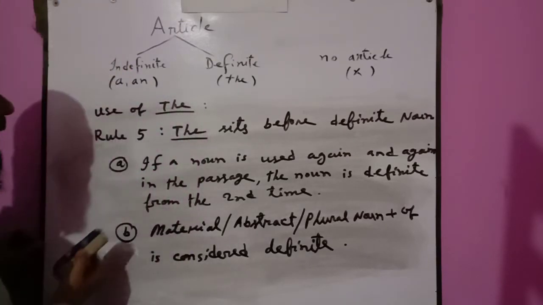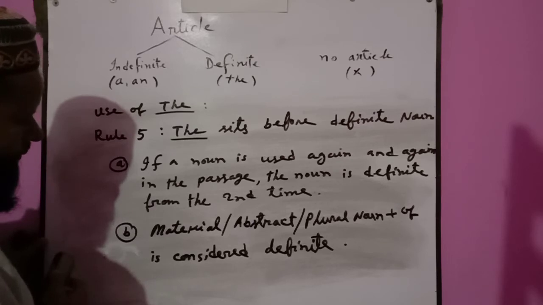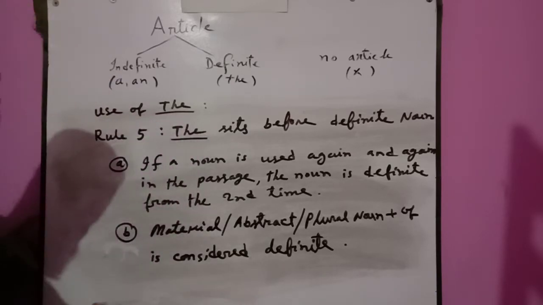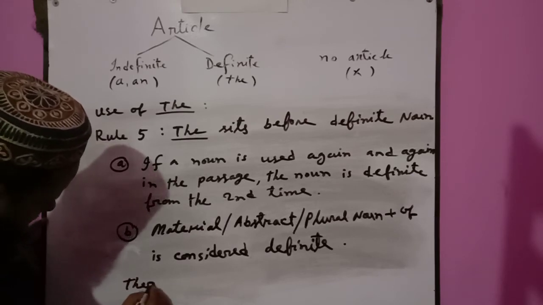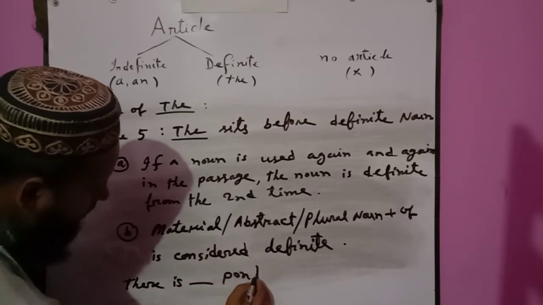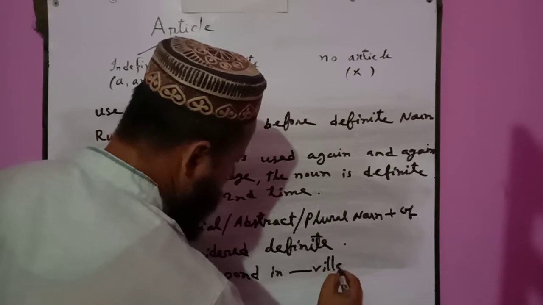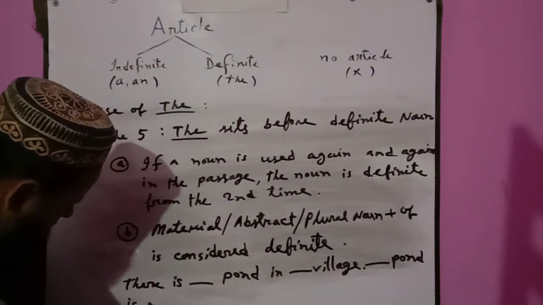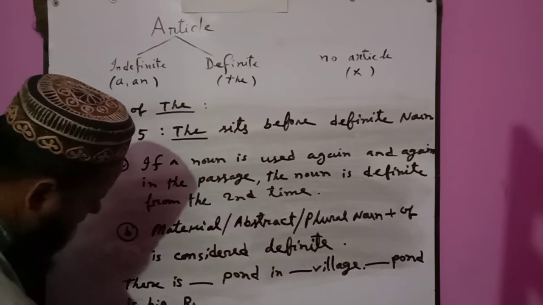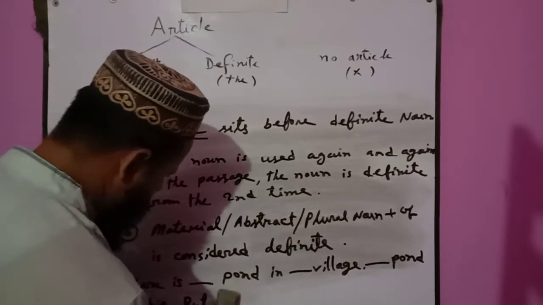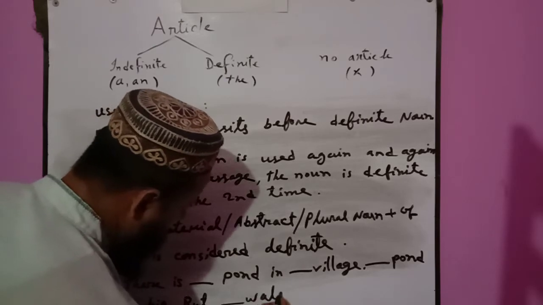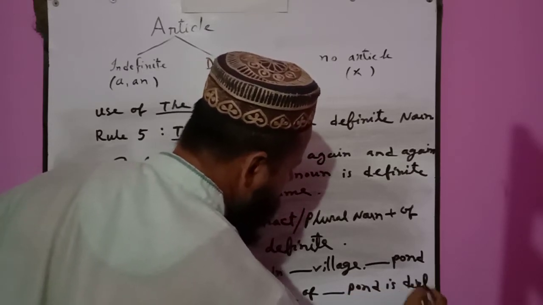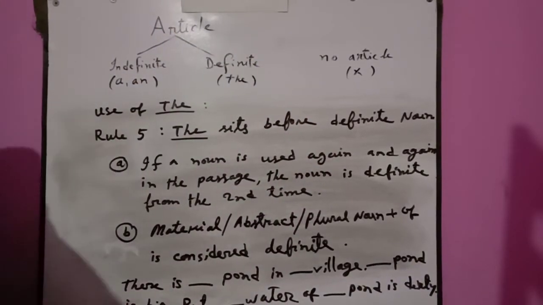For example: There is a pond in a village. The pond is beautiful, but the water of the pond is dirty. Look at it.